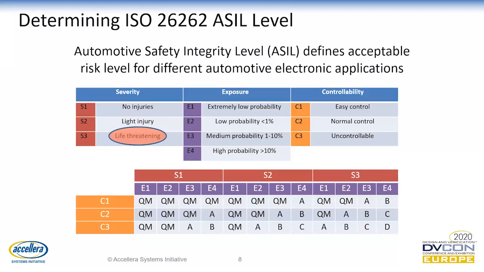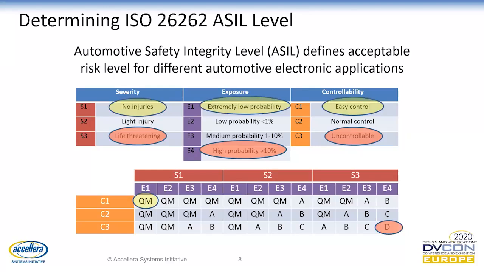At the highest level, we have life-threatening injuries and a very high probable incident that can occur, and it's completely uncontrollable. So this makes that particular thing ASIL level D, right? When you are making equipment to cater for this kind of severity level, exposure, or controllability, you should design keeping ASIL D level in mind.